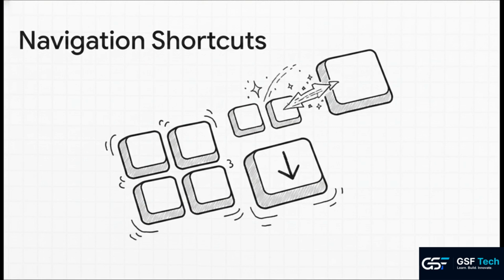Using the arrow keys lets you move one cell at a time. Hitting Enter drops you down a row. And here's a great shortcut. Press Ctrl+G to pop open the Go To dialog box. Using these shortcuts lets you zip around your worksheet like an absolute pro without constantly reaching for the mouse.